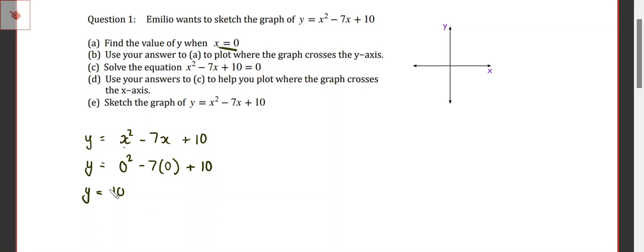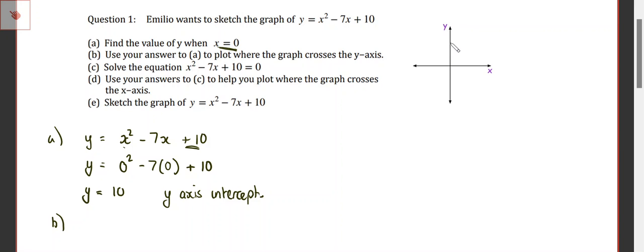Why is that, based on what we've been doing in the past, why is that significant with our step theory? It's actually, well, y equals 10, this number here is the y-axis intercept. That's why I asked you to add that. Okay. So that's an A. B, use your answer to plot where the graph crosses the y-axis.